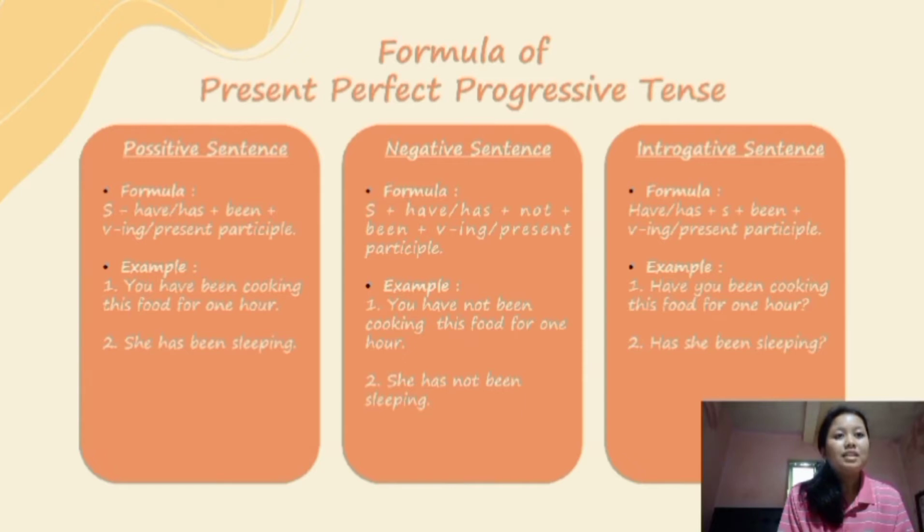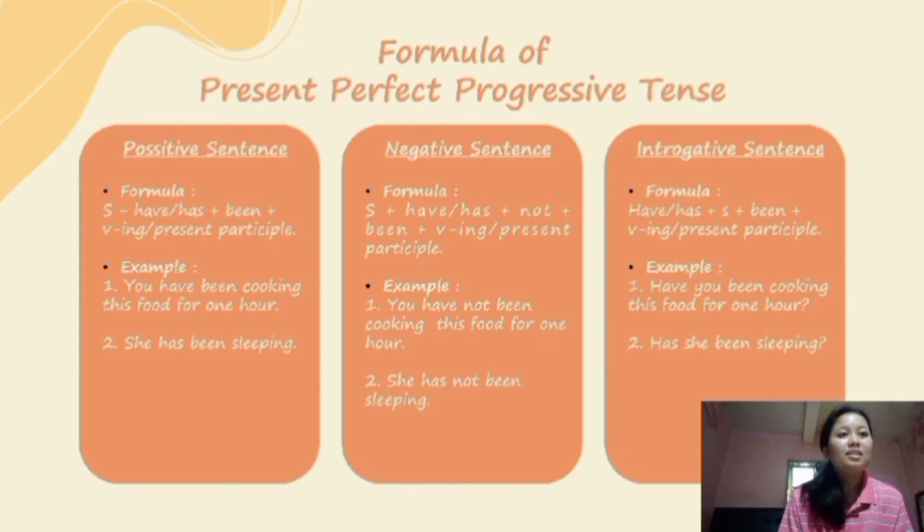For the positive sentence, the formula is subject plus have or has plus been plus verb ing or present participle. The examples for this positive sentence are: first, you have been cooking this food for 1 hour. The second is she has been sleeping.